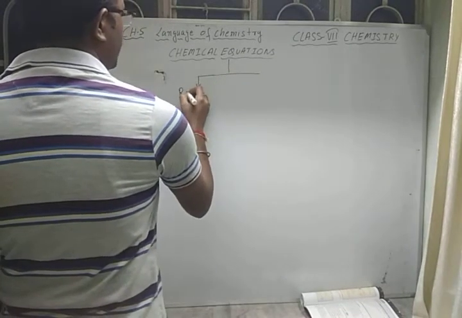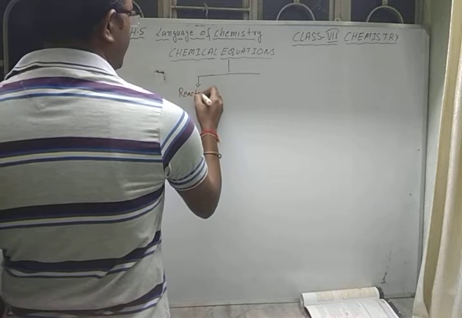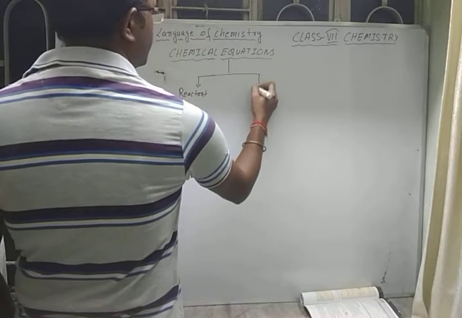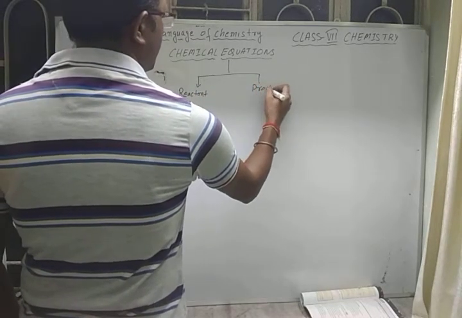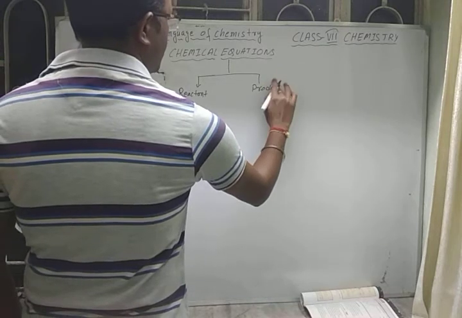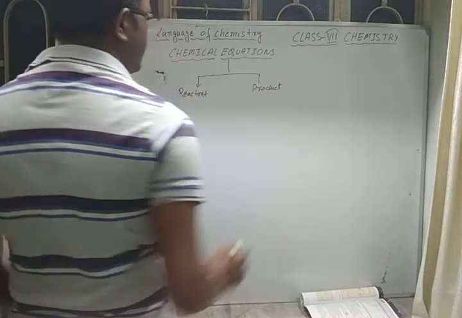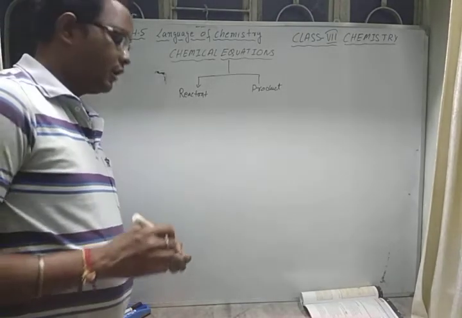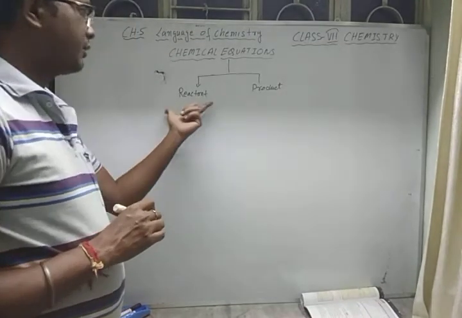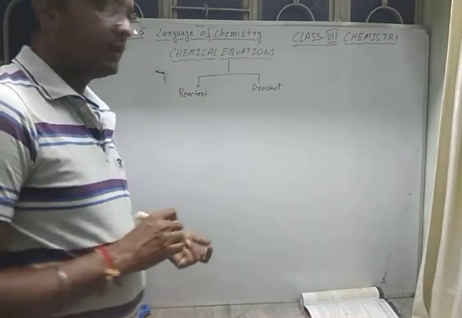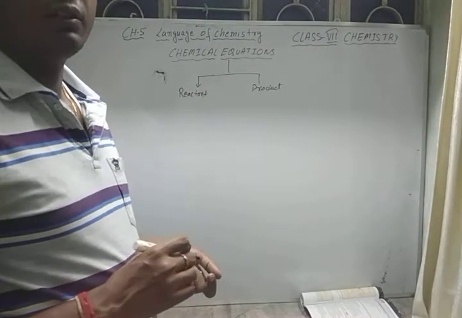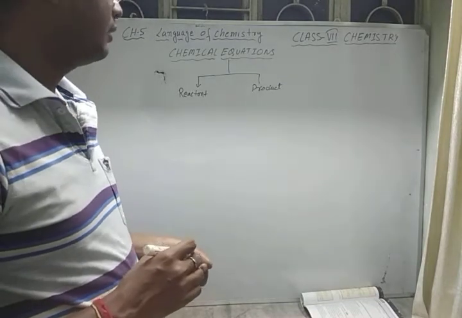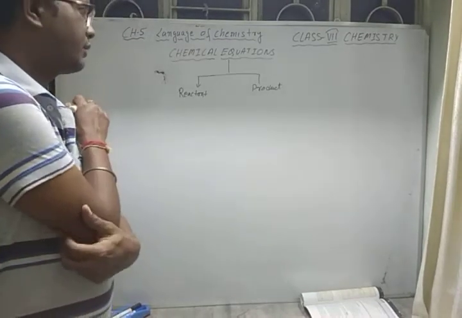So the first part is the reactant and the next part is the product. Reactant and product are the two parts of a chemical reaction. The reactant part is also called the left hand side of the chemical equation, and the product part is called the right hand side of the chemical equation.